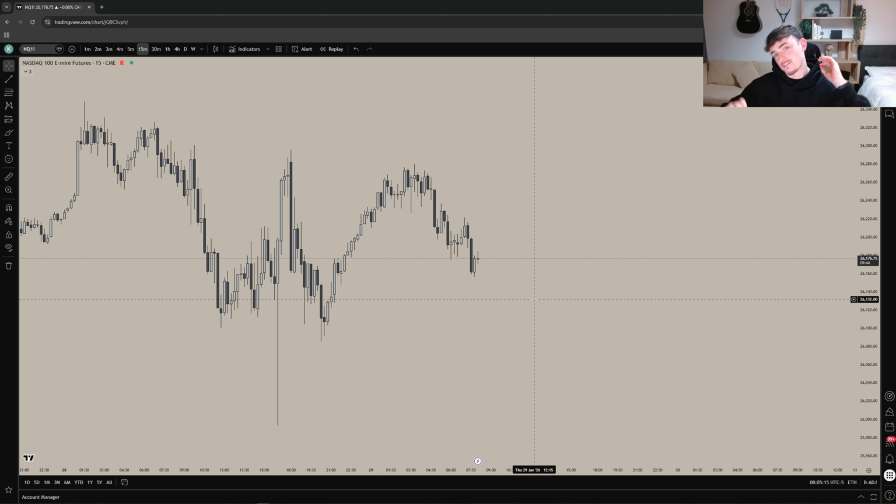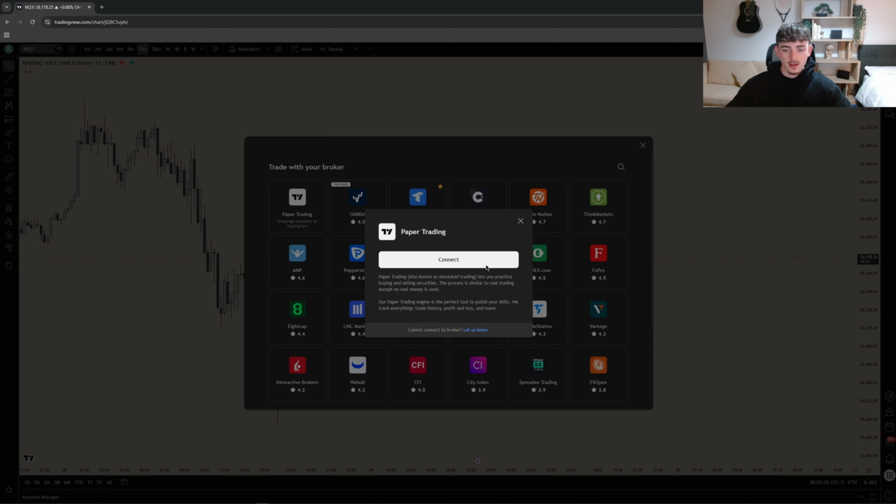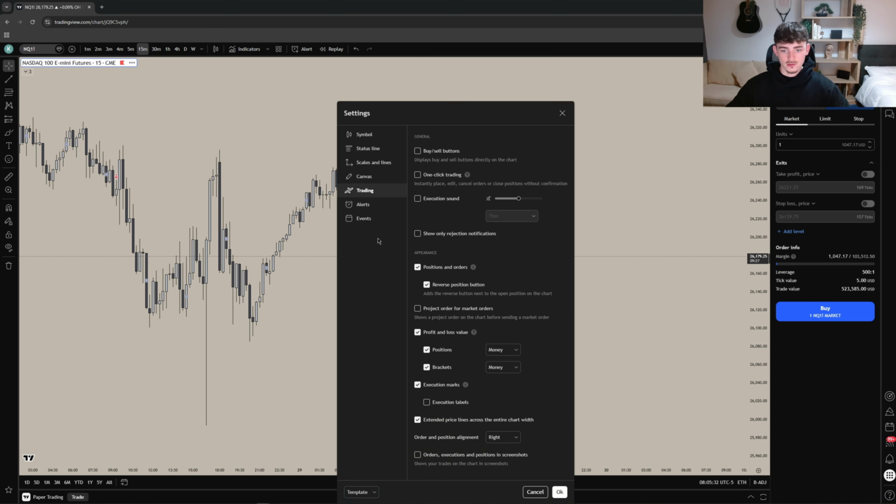So now that you guys have set up your charts, let's get into how to actually place a trade, okay? So top right, you want to click trade. Now you come to here and it looks a bit confusing, but we are going to be using paper trading for now, okay? We'll get into the others in a bit. Now here, let me just turn executions off.